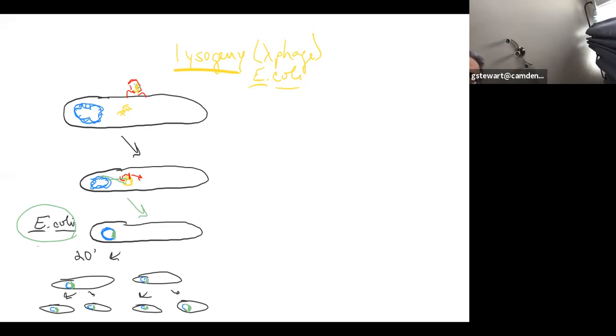So this may go on for, I don't know, it may go on for a day, may go on for 2 days, E. coli multiplying, phage multiplying, until the host cell experiences some stress. So we'll make the stress red.